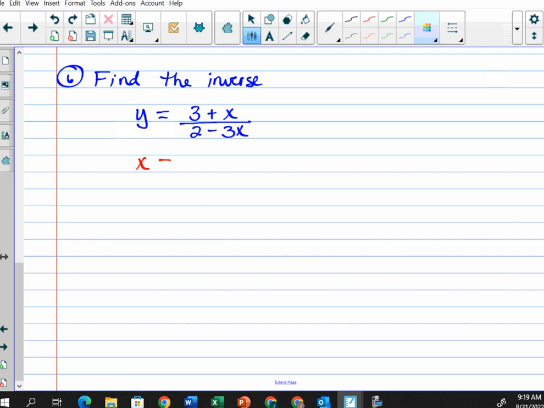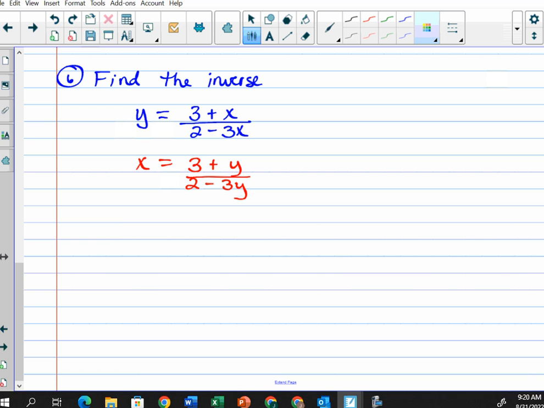So I have x equals 3 plus y over 2 minus 3y. Am I done? No, what am I solving for? y. There are two of them. Now what? We want to get that 2 minus 3y out of the denominator.